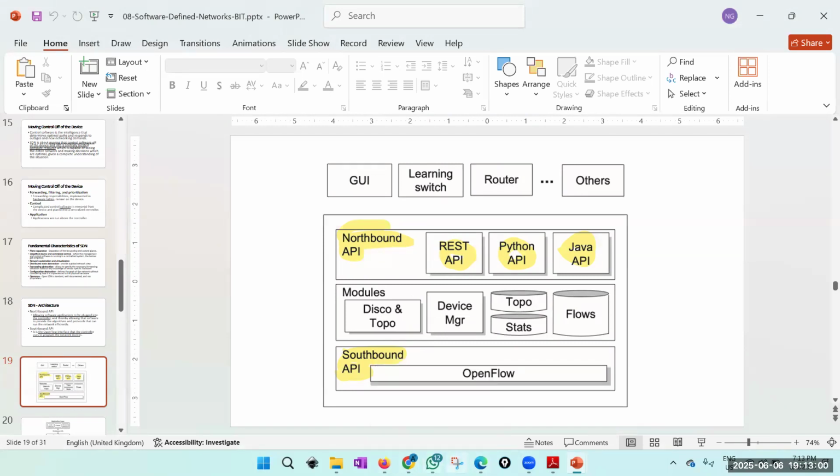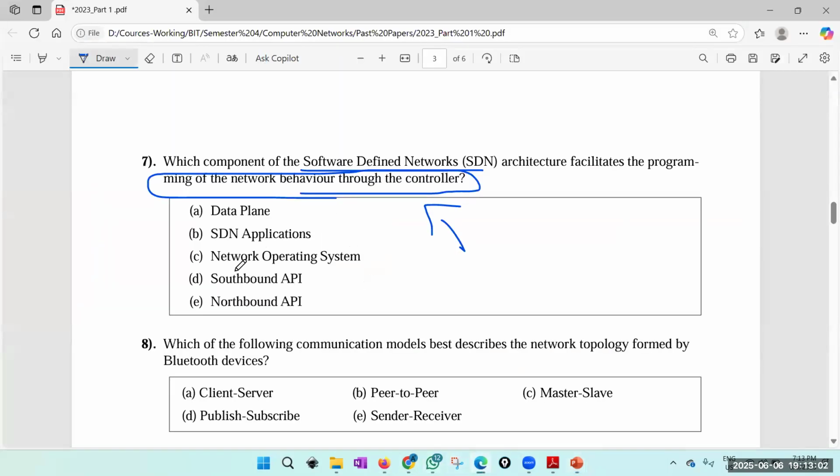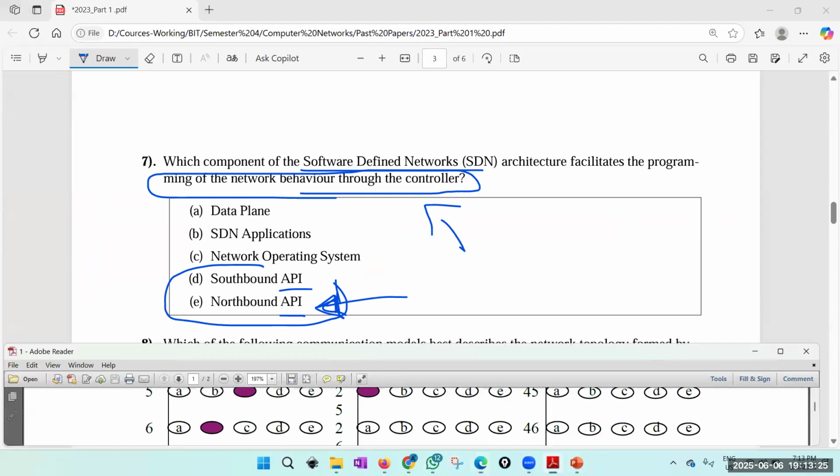High level things are northbound, not the data plane and those things, because software is related to the APIs. Maybe I'll go for the northbound API because that is more application software, like routing and so on. I don't know. Let's check the answer.